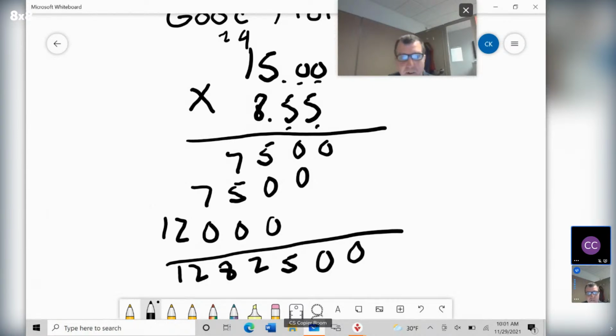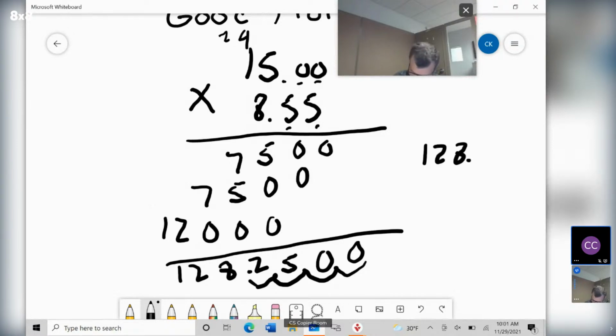Now, remember I said there are 4, 1, 2, 3, 4. So what we want to do is move the decimal 4 places to the left. So it's 1, 2, 3, 4. So it's going to be 128.25. These zeros you can put in there, you don't need to.